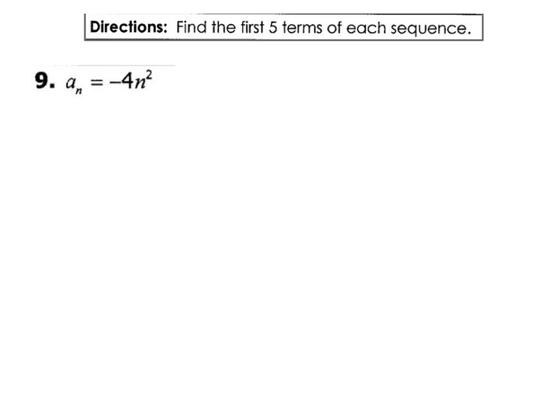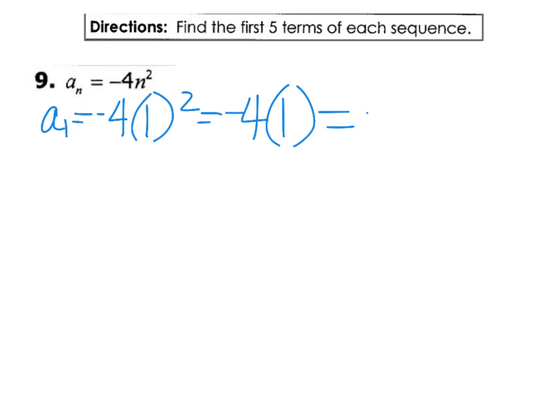All right, number 9 is the same idea as number 7. It's still an explicit formula. The previous term does not matter. So, in order to find the first term, n becomes 1. So we want to be sure to use parentheses here. So we would say negative 4 times 1 squared. Always do your exponents first. So we get negative 4 times 1. First term is negative 4.